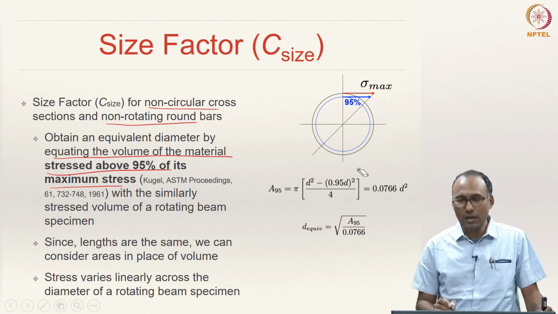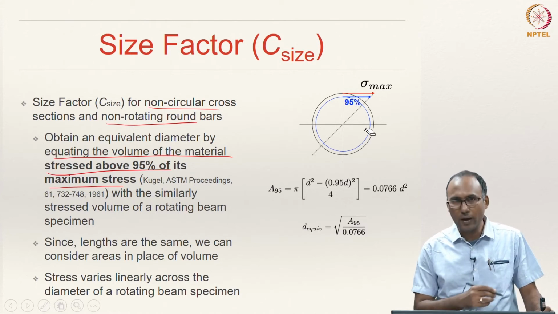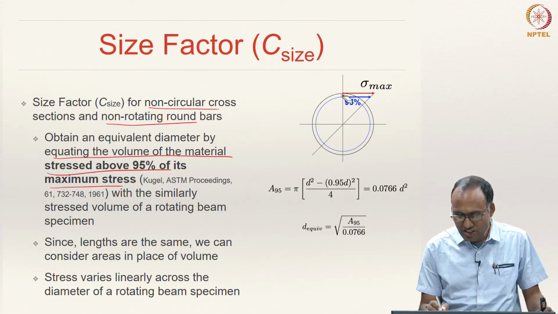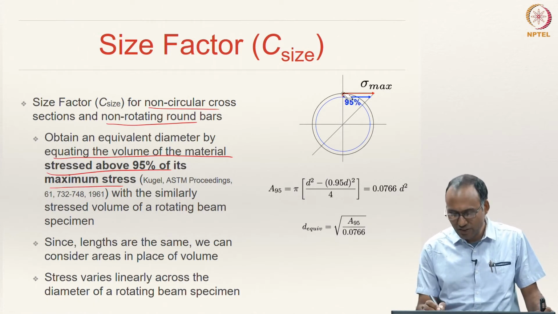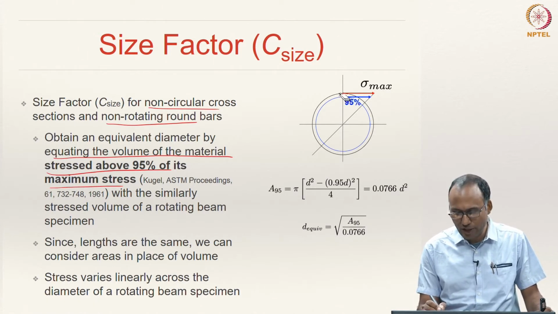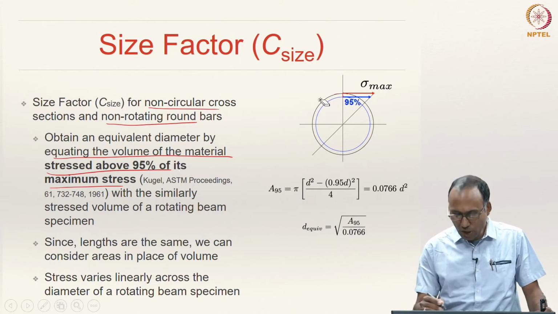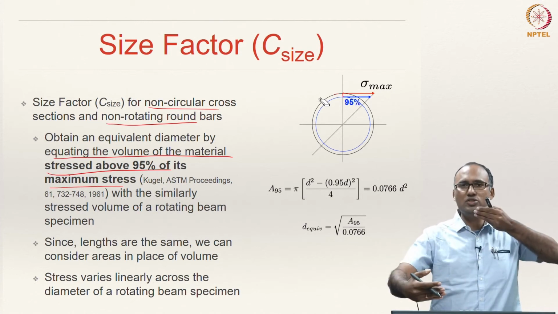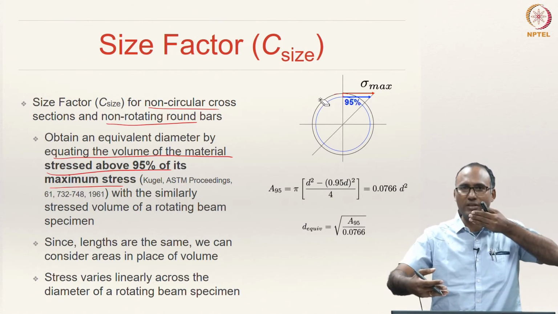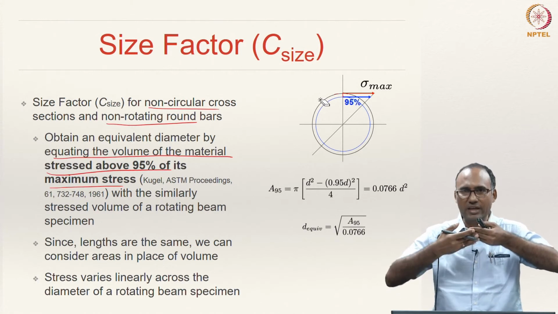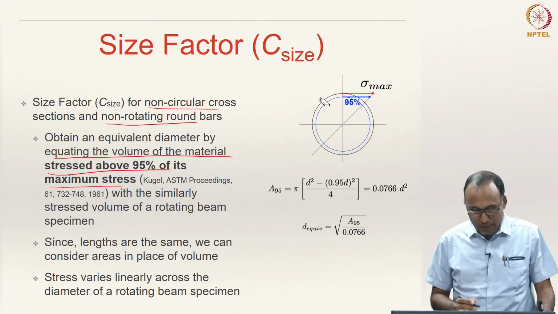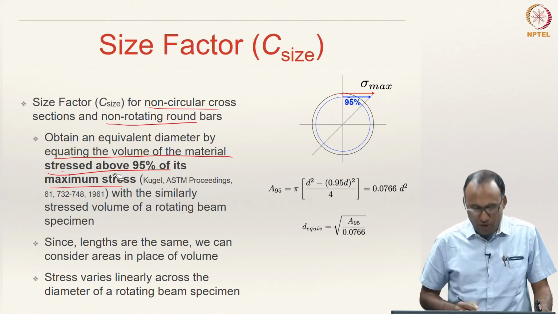Suppose you take this rotating cross section of a circular rod, and we know that the maximum stress is at the outermost layer, and 95% of the maximum stress is at a certain distance. Because it is linear, this diameter will be 0.95 times the diameter d. Now we are looking at the area, and the out-of-plane distance is uniform. So, I am not considering length; instead of considering volume I am calculating the area, and both are equivalent in this particular scenario. What we need to obtain is the material stressed above 95% of its maximum stress.